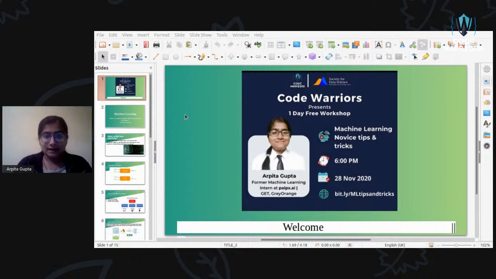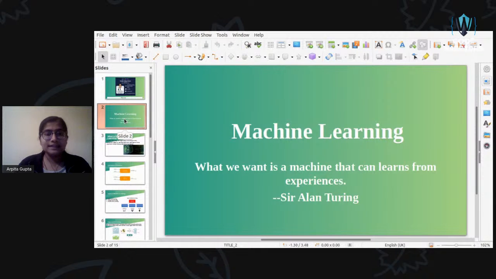So let's get started. Machine learning is basically a domain, it's artificial intelligence at the end of the day. Machine learning is something where we are teaching a machine how to learn from previous experiences and data, and then predict something on similar kinds of data in the future.